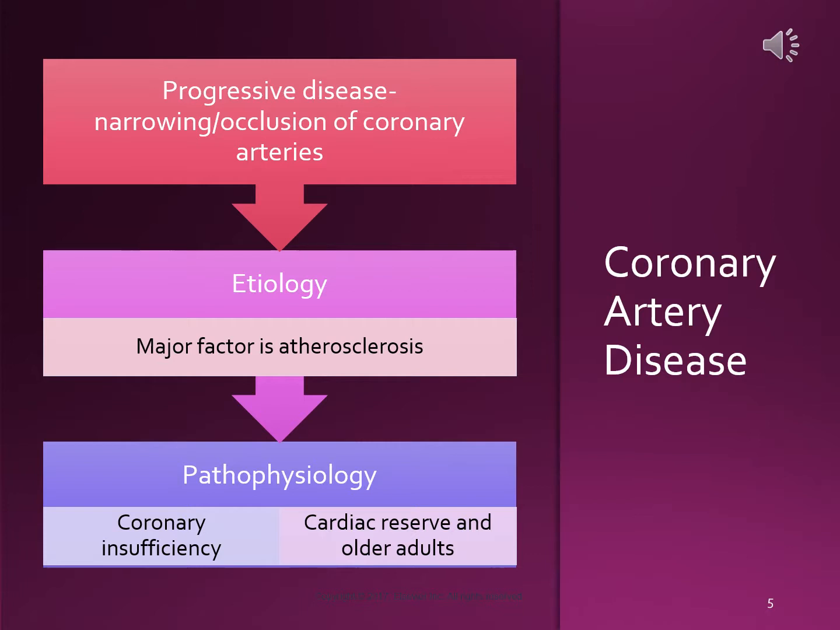Older adults have less coronary artery blood flow just because they're older and they've got less blood flow in general, so they have less reserve, and any added oxygen demands can compromise cardiac circulation. And so they just in general have less cardiac reserve than their younger adult counterparts.